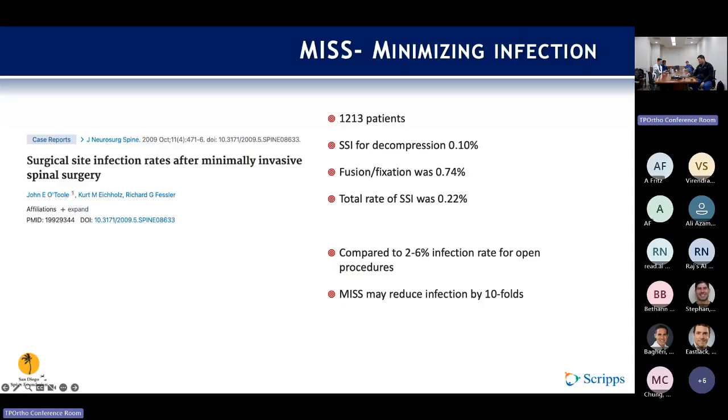And compared to the traditional open procedures, it can go up to, in some papers, greater than 10%. So this kind of shows that minimally invasive surgery can reduce infection by almost 10 fold, which is pretty significant in terms of our sick trauma patients.